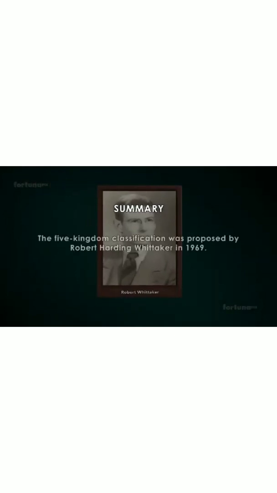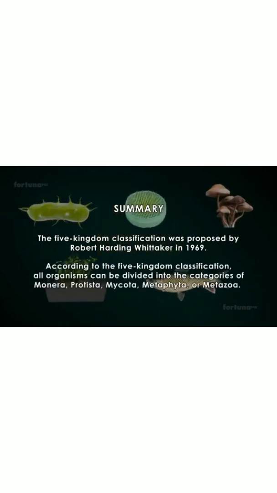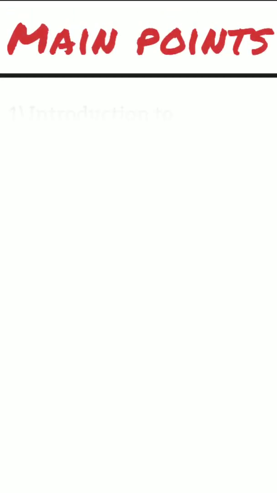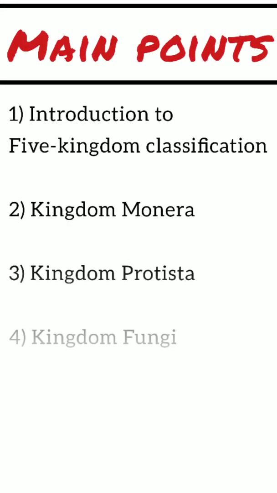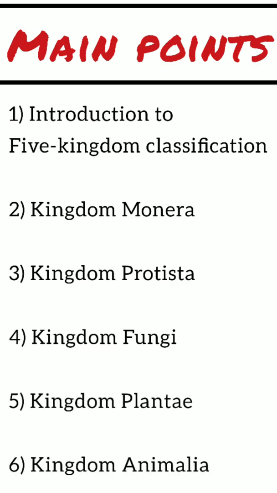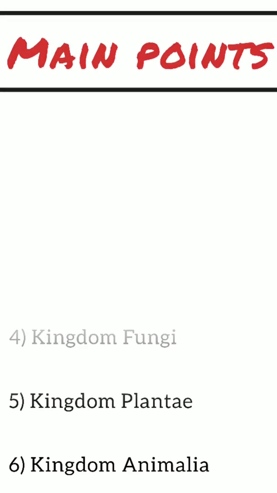Summary. The five kingdom classification was proposed by Robert Harding Whittaker in 1969. According to the five kingdom classification, all organisms can be divided into the categories of Monera, Protista, Mycota, Metaphyta, or Metazoa. So far, we have discussed the introduction to five kingdom classification, Kingdom Monera, Kingdom Protista, Kingdom Fungi, Kingdom Plantae, and Kingdom Animalia.